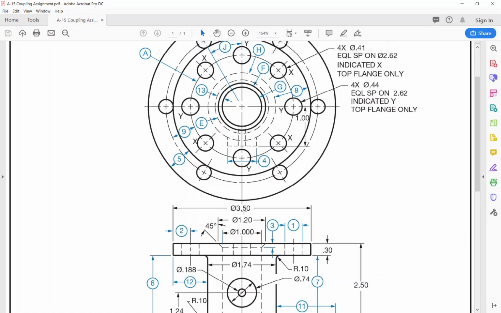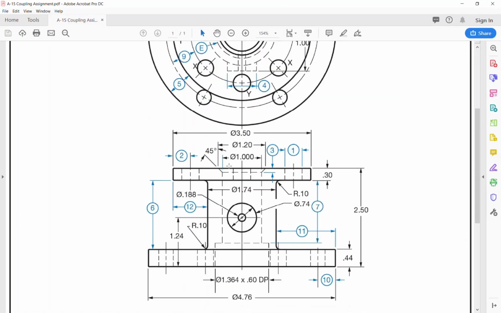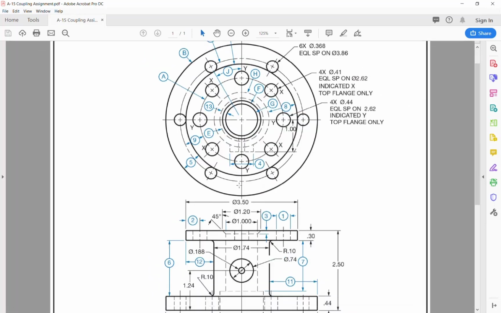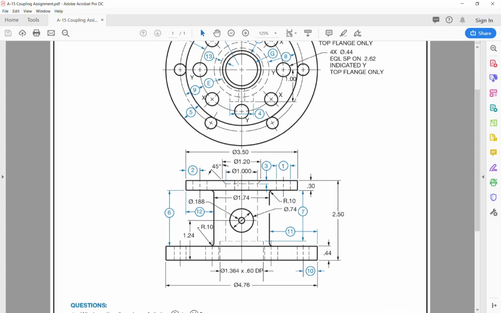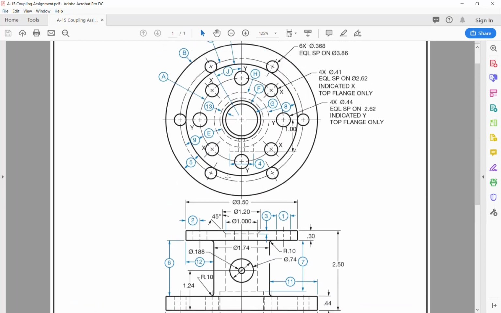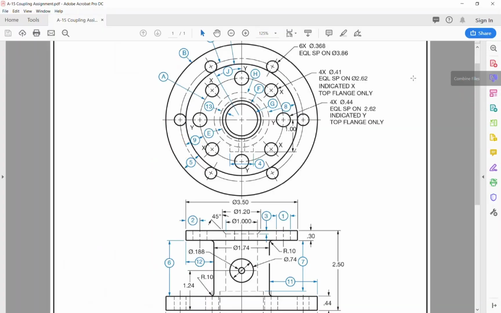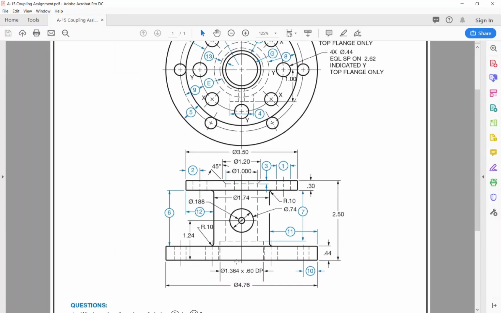All right, moving along. We're on number 5 now. Dimension number 5. Where is that one? Right here. So this is similar to the previous one we looked at. We're going to take this diameter, subtract this diameter, and divide by 2 again. So the large flange is 4.76. Right here, the smaller flange is 3.5, and then we divide by 2.